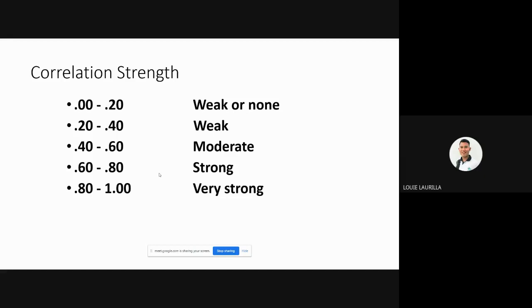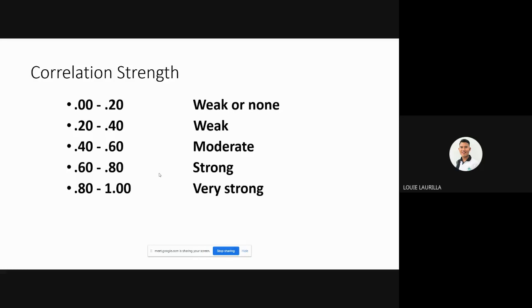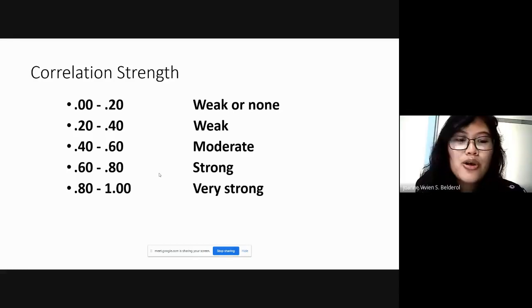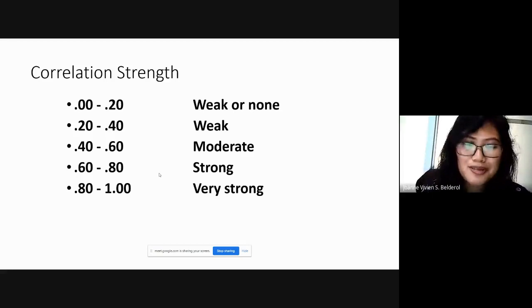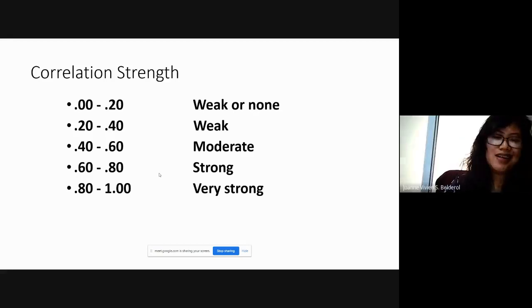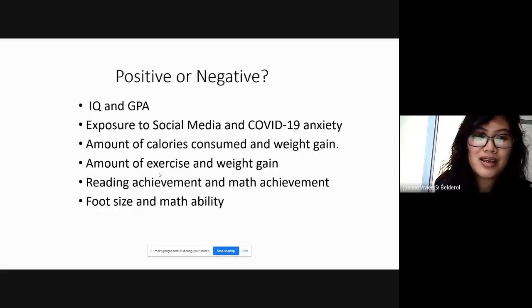What about 0.38? Weak, ma'am. Very good. What about negative 0.9? Very strong. Perfect. Good job. Okay, so we're done with strength and direction.